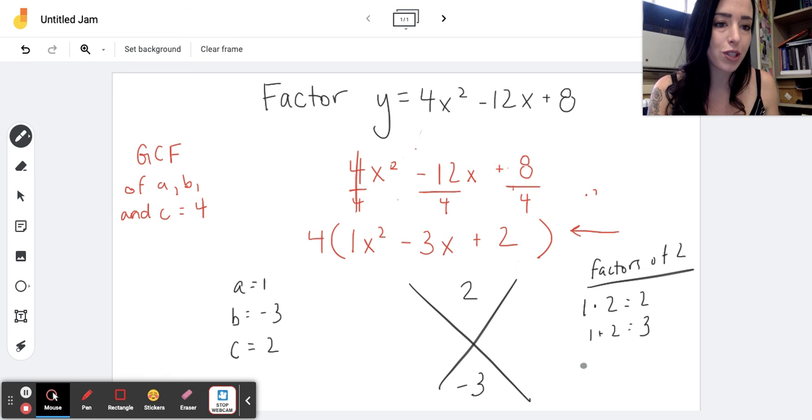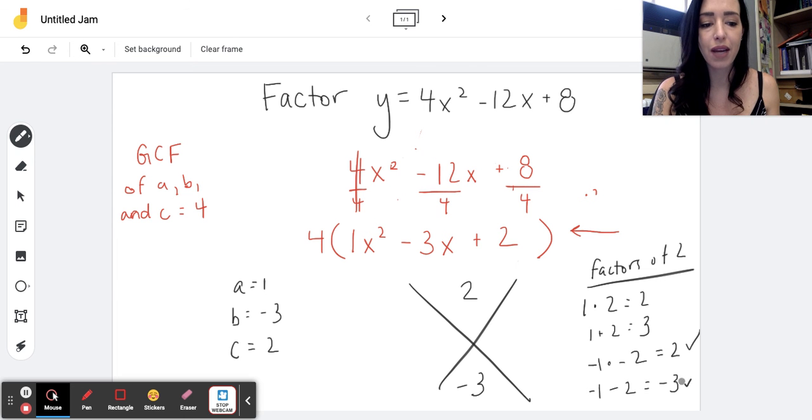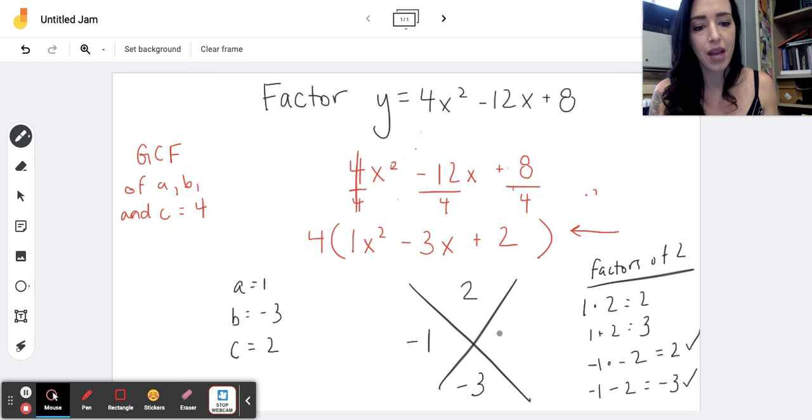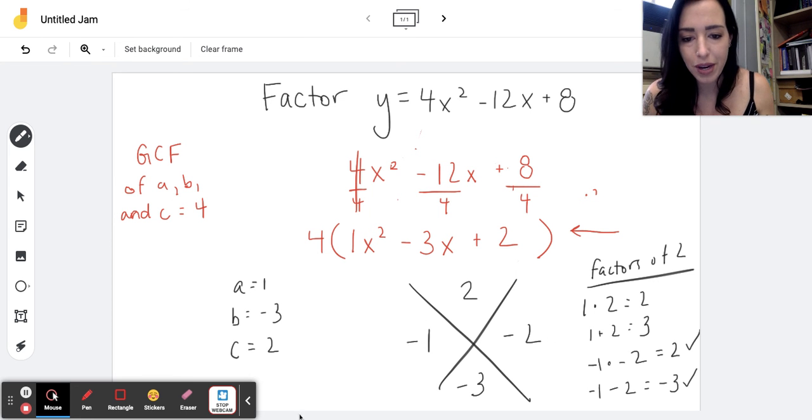I can multiply 2 negatives to get a positive number, and that's what we're going to have to do here. So I'm actually going to use factors negative 1 times negative 2. Well, negative 1 times negative 2 gives me a positive 2, so that's good. And now negative 1 plus negative 2, or we could just say negative 1 minus 2, gives me a negative 3. So these are the factors that I'm going to use, a negative 1 and a negative 2.